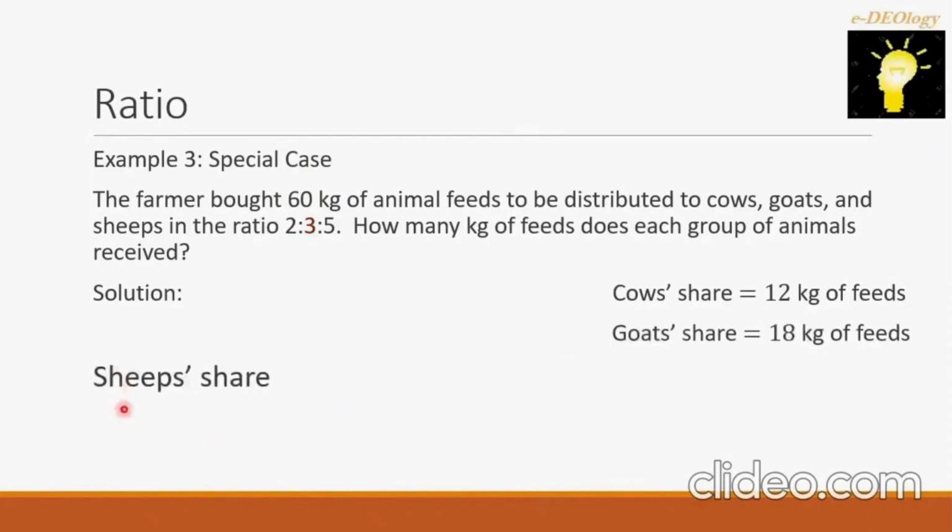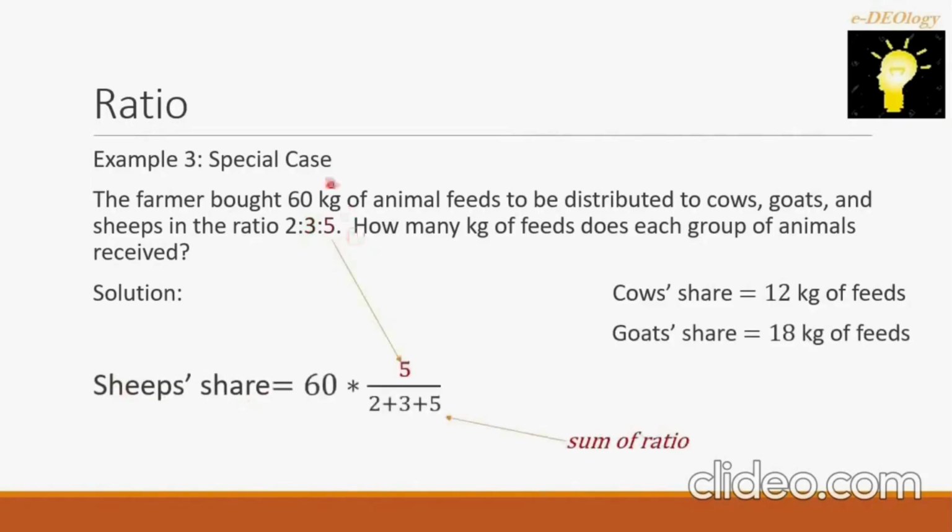Next, we will compute for the sheep's share. So the total 60 kg we will copy here. Then we will multiply by a fraction. In the numerator, we will take that number 5 that corresponds to the sheep. We will put here. And then in the denominator, we will take the sum of the ratio.